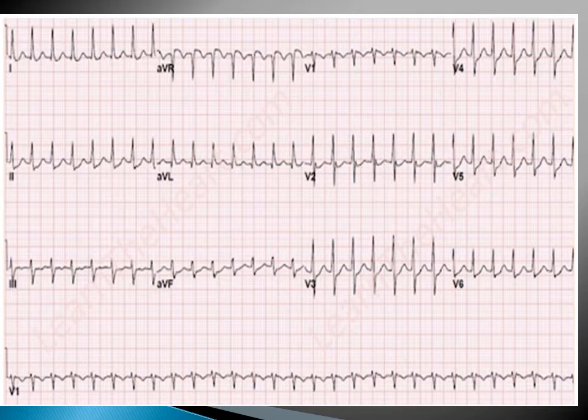it may be AV nodal reentrant tachycardia, AVRT, or orthodromic reentrant tachycardia, or maybe atrial tachycardia. These are the common underlying mechanisms for the exam, but there are many underlying mechanisms, of course, for supraventricular tachycardia. You may be asked also about the management option according to the situations.